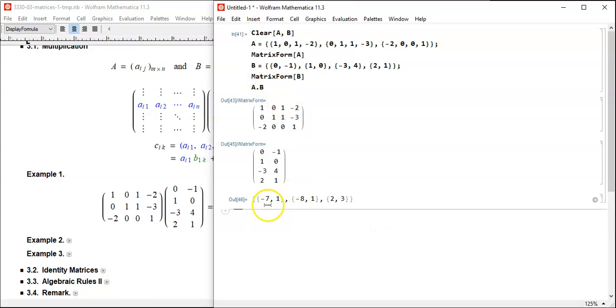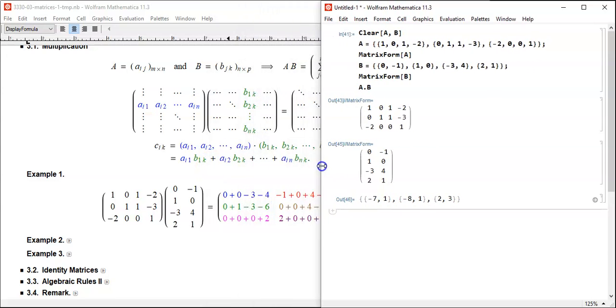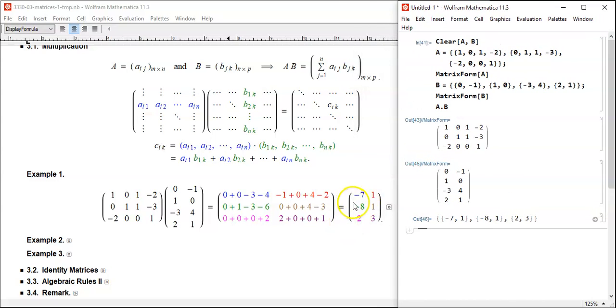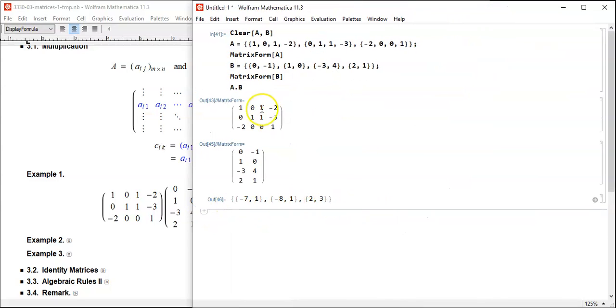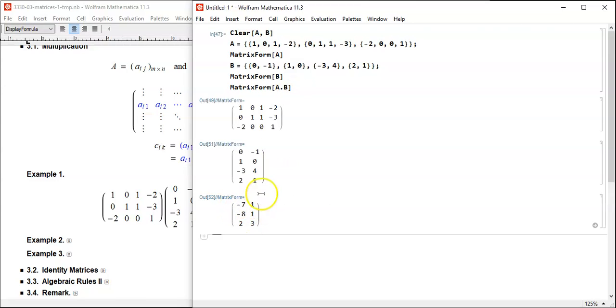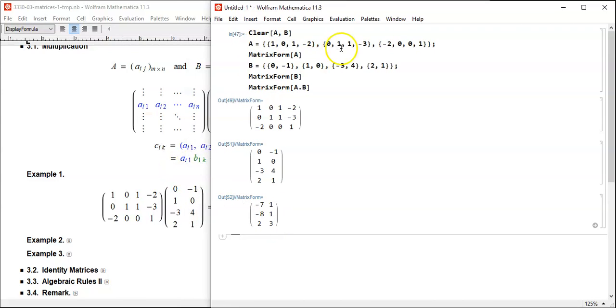If you do that, you're going to get the matrix, the final answer, but then again, whether this is the right matrix or not, -7, 1, 8, -8, 1, 2, 3, looks like it's correct, but it's a little bit hard to see. So I'll ask Mathematica to show it in matrix form, and that's what I got. That's the answer. So A, B, and this is A times B. Some other example? Okay, all right.